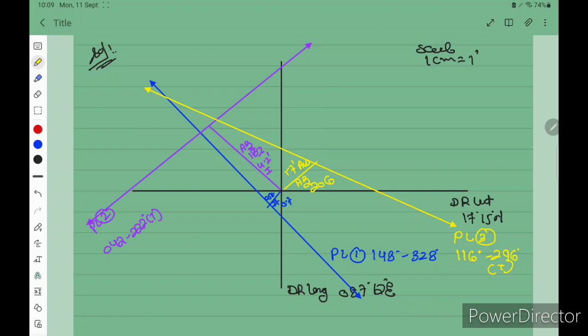Now all the three PLs will intersect, as you see in this triangle. It is less than 180 degrees, so that means it is outside. If it is less than 180 degrees, what will we do? We will bisect the interior angle between the first and third PL and then bisect the two exterior angles. So our fix will be here. This is our fix.